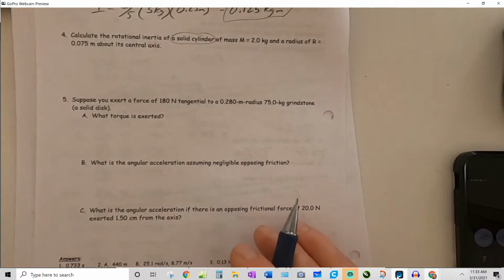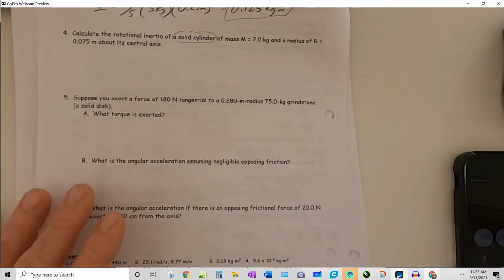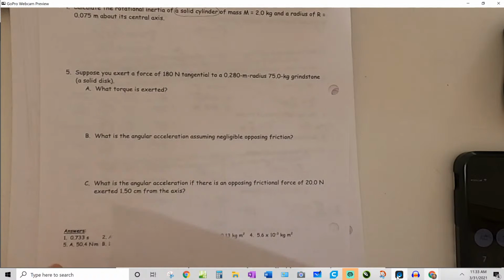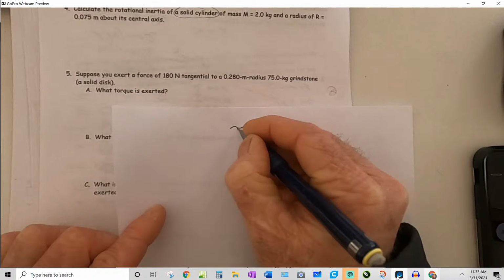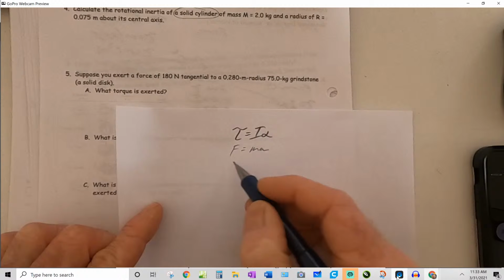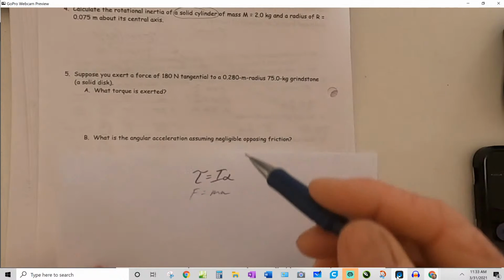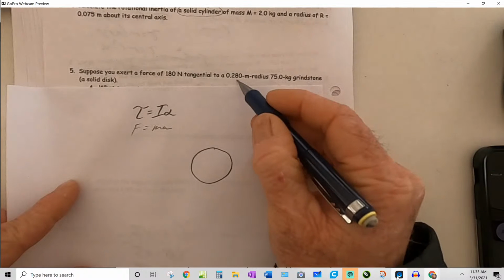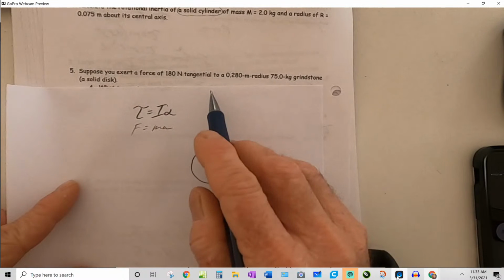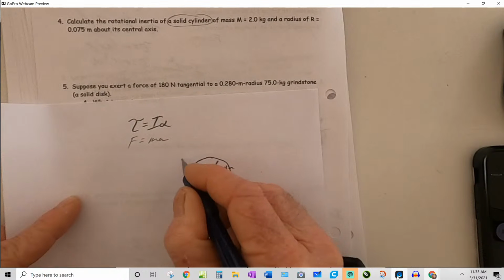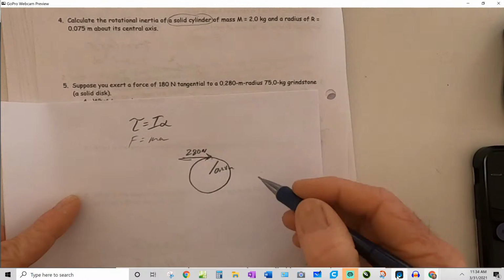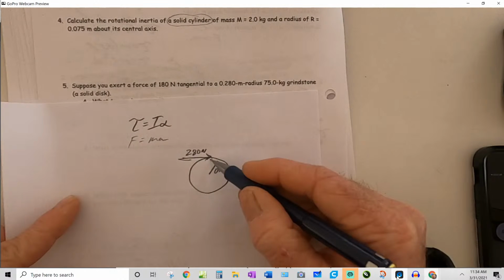Number 5, I think I should warn you a little bit about, especially when you get to C. So number 5, you've got to use this new idea of moment of inertia and torque equals I alpha. So you're going to need this formula, which is like F equals ma for rotating things. And you're going to have to apply it to this grindstone. So you've got a grindstone which has 0.28 meters of radius. And it says there's a 180 Newton force tangential to that. So somebody is pushing on it like this with a force of 180 newtons, just basically applying a force right at the end of that lever arm.